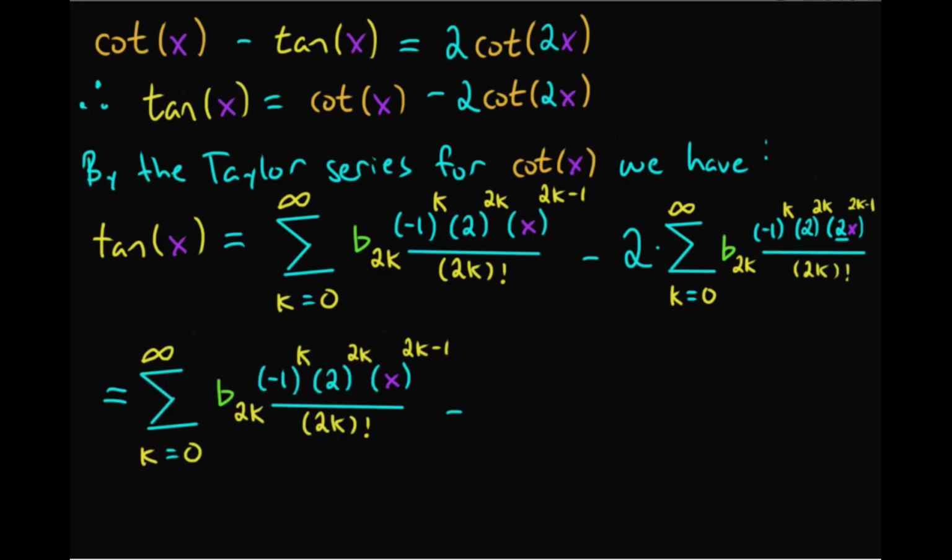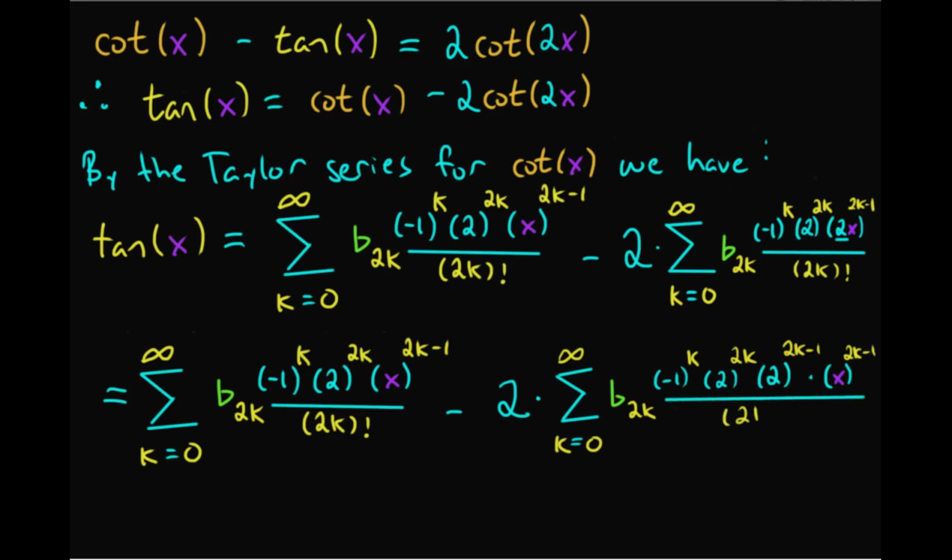And now, in the next line, I'm not going to do anything to that first sum. For the second sum, I'm just going to expand out that 2x quantity to the 2k minus 1, so I'll get that this is b sub 2k times negative 1 to the k times 2 to the 2k times 2 to the 2k minus 1 times x to the 2k minus 1 all over 2k factorial. And now let me bring that to the top line there.